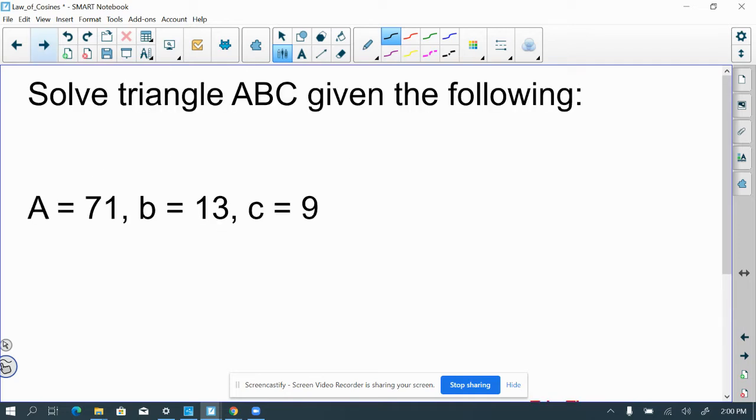First of all, I should mention that we're only going to solve two kinds of triangles: side, side, side, or side, angle, side. In these two situations, you don't have the opposing relationship. You don't have an angle and its opposing side, so you can't do law of sines. We would almost always choose to do law of sines because it's less work, but in some cases, we have to do law of cosines. Now, to solve means to find all three angles and all three sides.